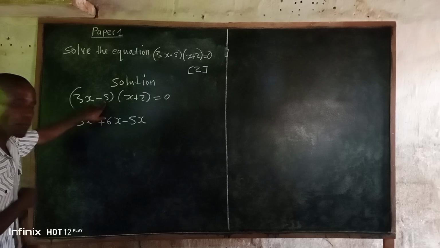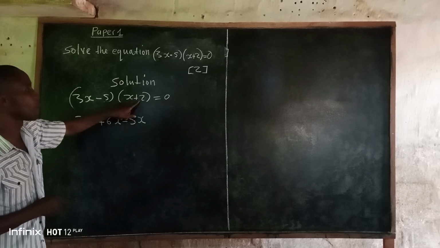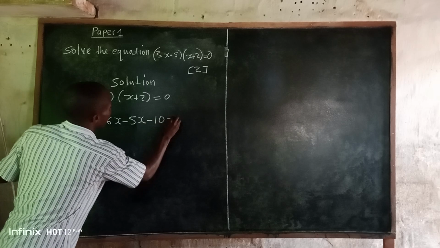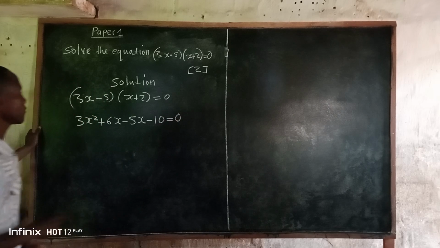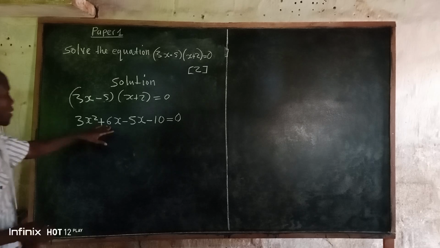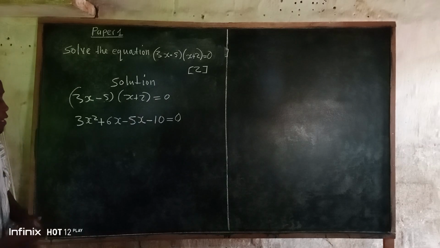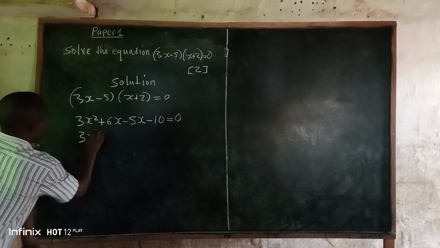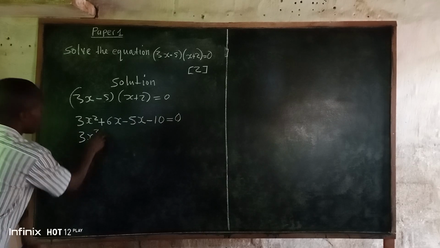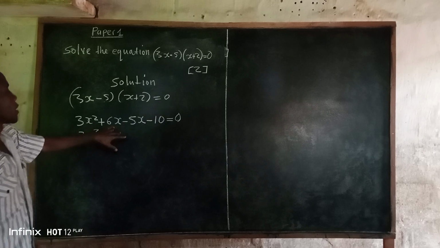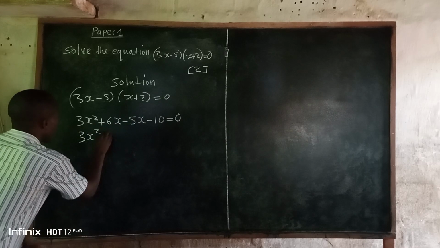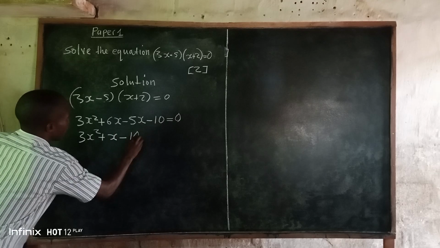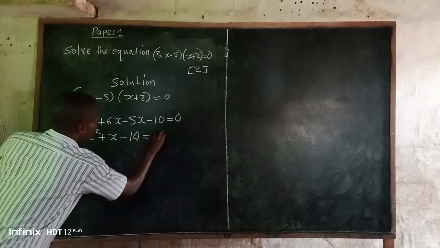Again, we come to this same one: negative 5 times positive 2. We are going to have negative 10, equals 0. From there, this is 6x and this is 5x, so they can simplify further. We just bring down 3x squared. Then here we have positive 6x minus 5x, which gives positive x. Then minus 10 equals 0.